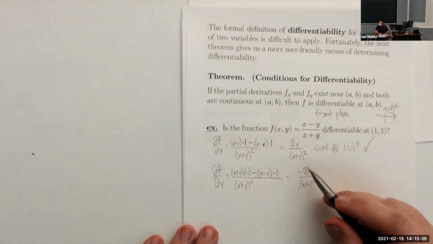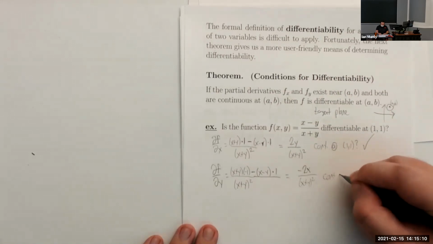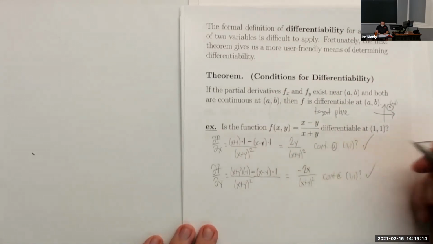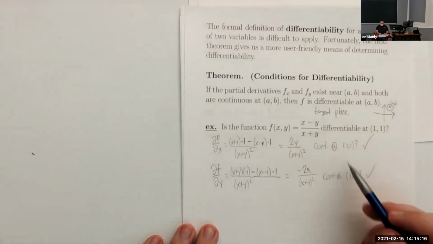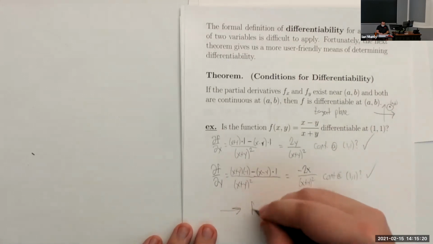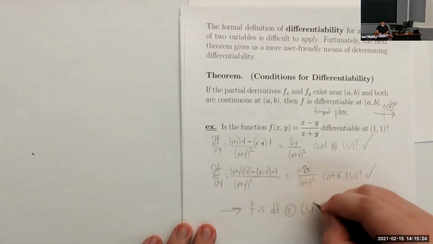And just as before, just as this guy up here, are we continuous at 1, 1? Yeah, there's no issue with that. Yes, we are. So since we're continuous with both of our partial derivatives at that point, then we conclude that f is differentiable at the point 1, 1.